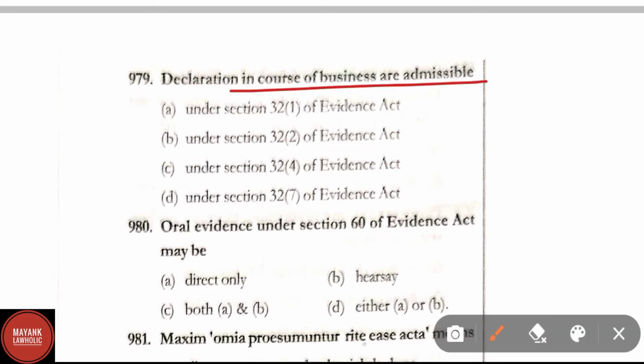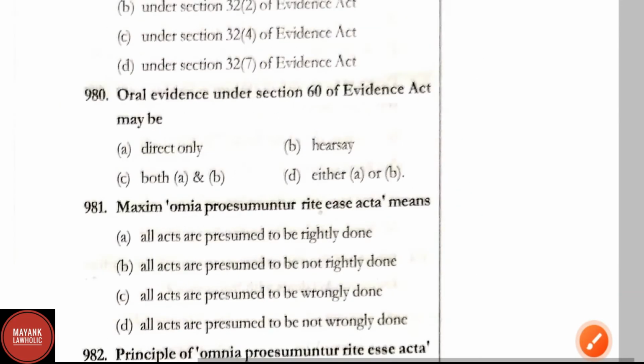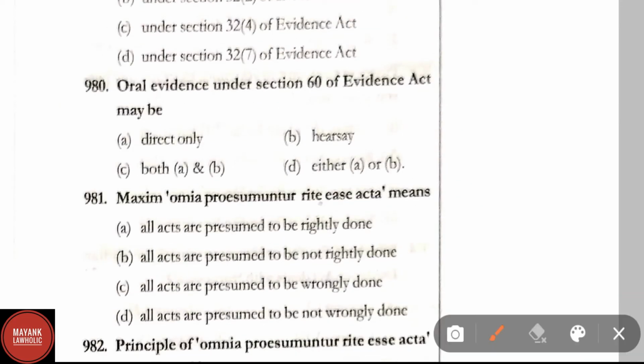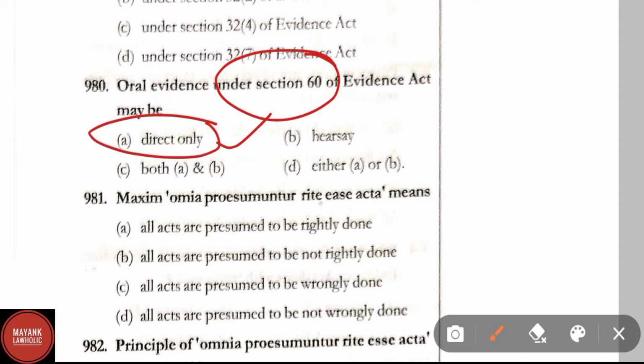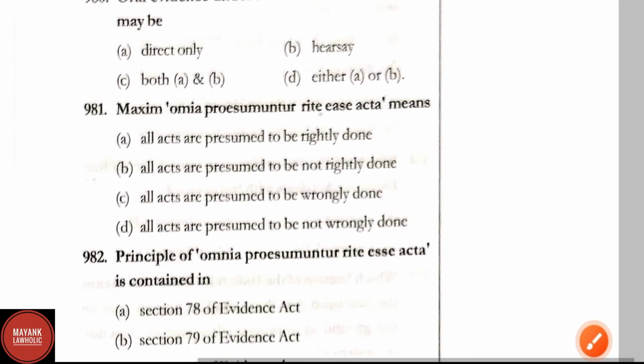Declarations in the course of business are admissible under section 32 clause 2 of the Evidence Act. Here option B is the right answer. Question number 980. Oral evidence under section 60 of the Evidence Act may be direct only, hearsay, both A and B, either A or B. Correct answer is option A, that is direct only. Section 60 of the Evidence Act: oral evidence under section 60 of the Evidence Act is direct only.